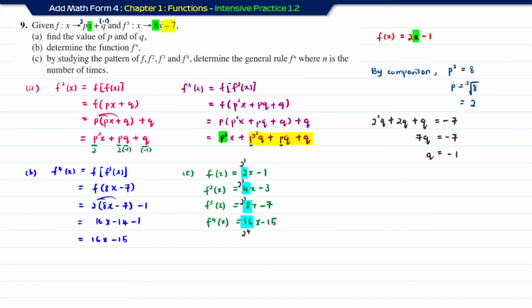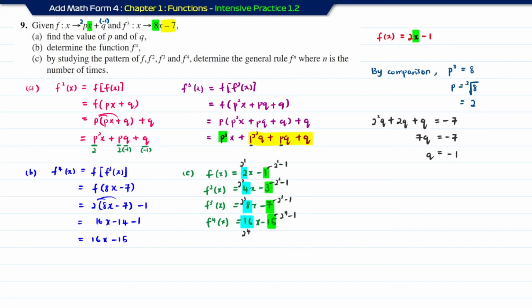And for the numbers at the back here, 1, 3, 7, 15, this number is always less 1 than the coefficient of x here, right? So therefore, this number 1 here, we can write it as 2 to the power of 1 minus 1. And this 3 is 2 to the power of 2 minus 1. 7 is 2 to the power of 3 minus 1. And this 15 is 2 to the power of 4 minus 1.